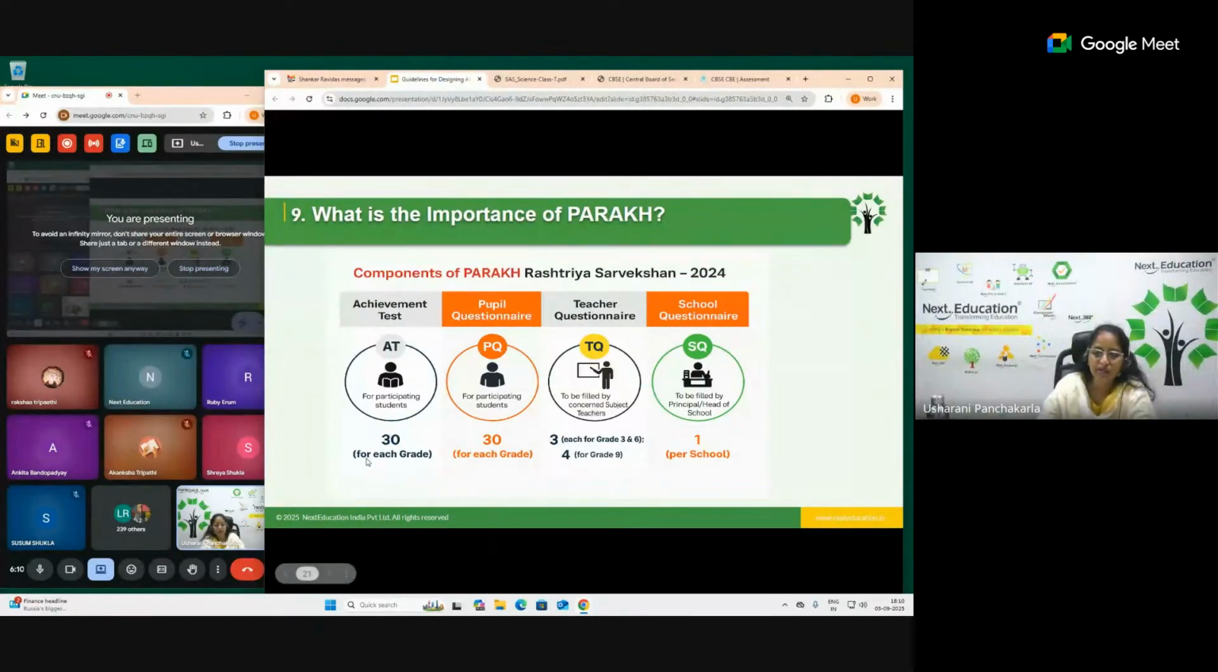Now when you see here, 30 students for each grade has been taken, and here also 30 for each grade. Again you might be having 70 students or 80 students, but from that particular grade for a particular school they were taking only these. And now coming to the teacher questionnaire, only 3 for each grade from 3 and 6, and 4 for grade 9. And then for the school questionnaire, the principal has been considered here. So I hope it is clear.